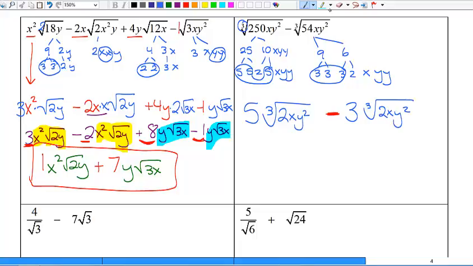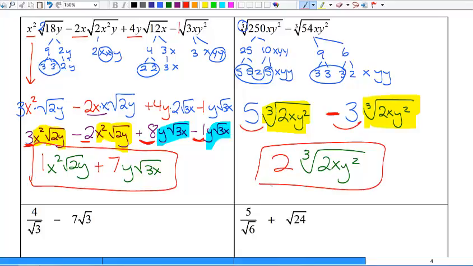Now when I try to add, I need like radicals and variables. So underneath the radical, 2xy squared, the cube root of that, is the same. Yay! So that means they get to stay the same. The cube root of 2xy squared. But what do I do with the coefficients? I add or subtract them. In this case, 5 minus 3 is 2. That's my final answer.